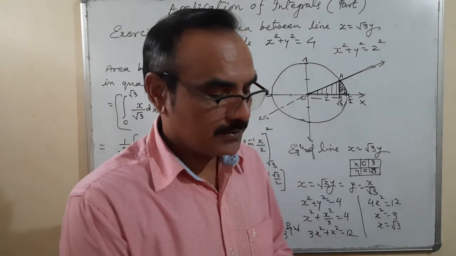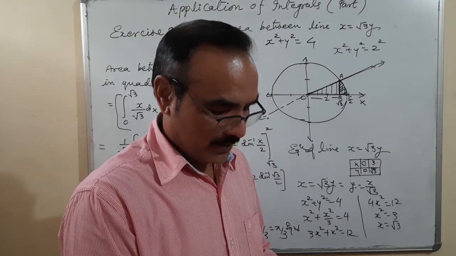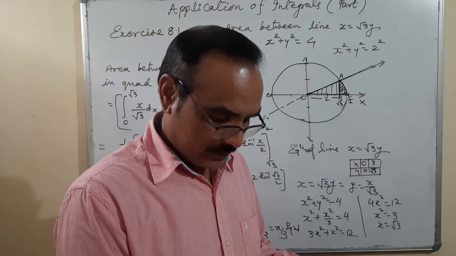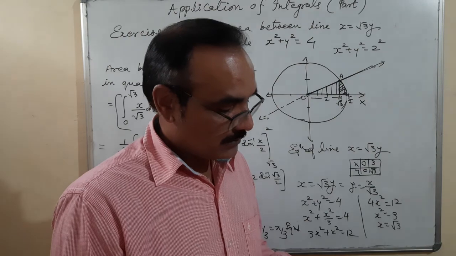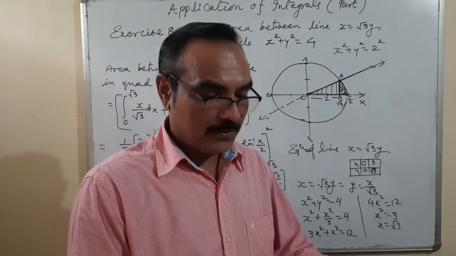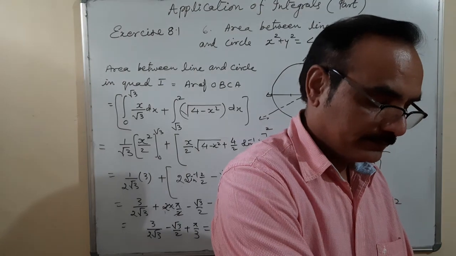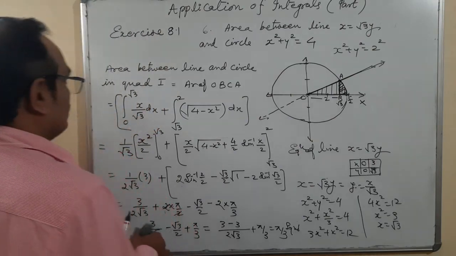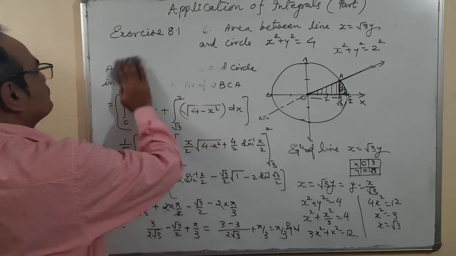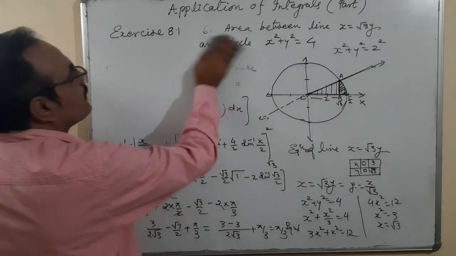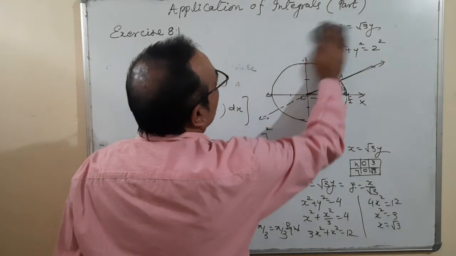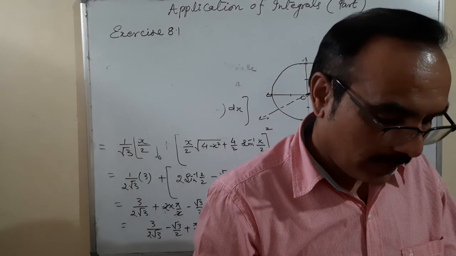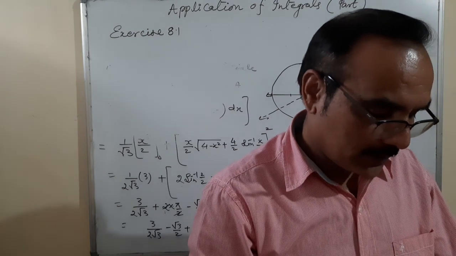Now let us see the answer of it. Question number 6. Yes, pi by 3, correct answer. Pi by 3. Okay. Next question I am taking.